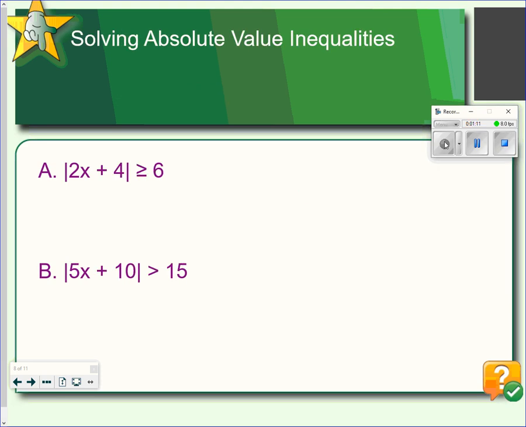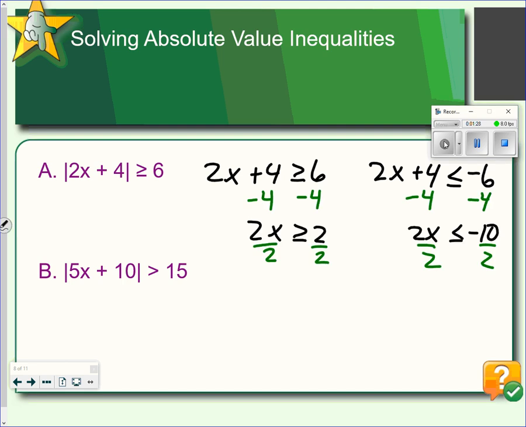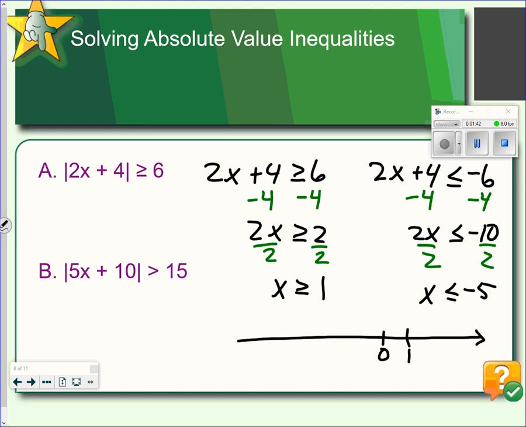Here's another example. We set it up. 2x plus 4 is greater than or equal to 6. 2x plus 4 is less than or equal to negative 6. And then we quickly solve this. And we end up with x is greater than or equal to 1. And x is less than or equal to negative 5. And then to graph that, we have 0, 1, 2, 3, 4, 5.